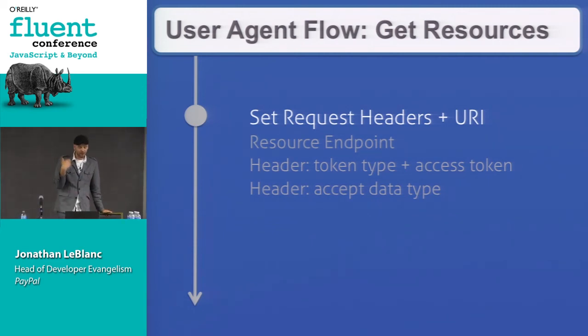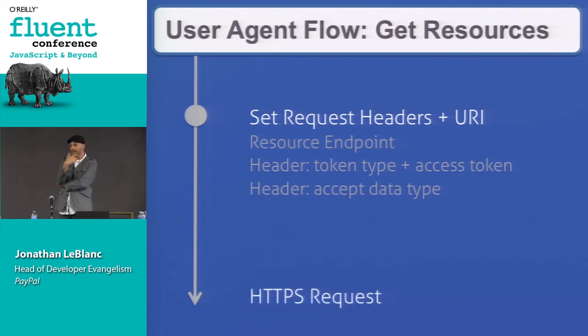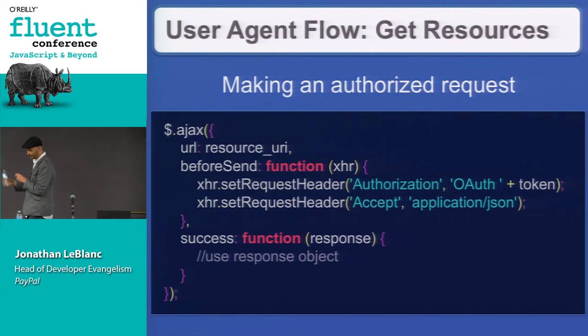So you're going to have a resource endpoint, think of it like pay credit card, and then you're going to pass through an access token with the token type and pass through your accept data type. And then make a standard HTTPS request depending on the API structure. So that entire thing will look like this in a jQuery request.